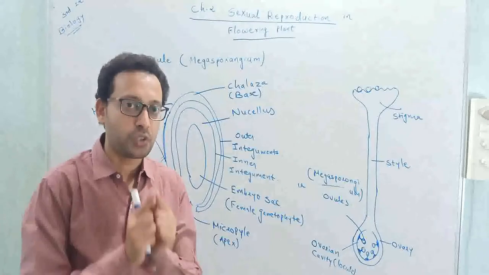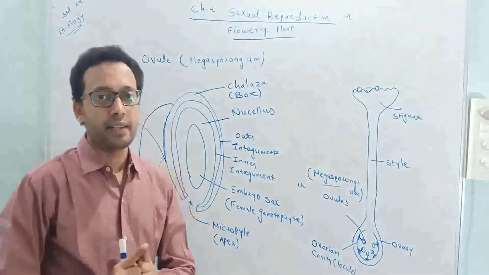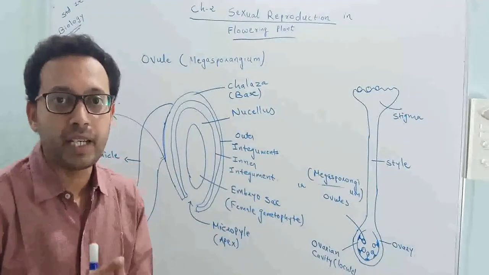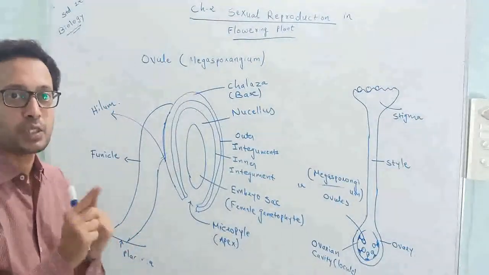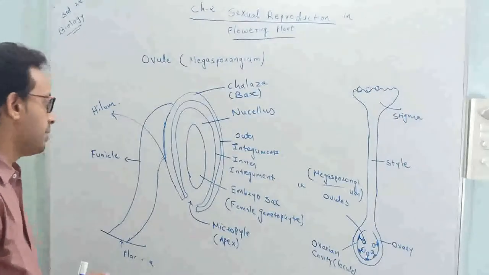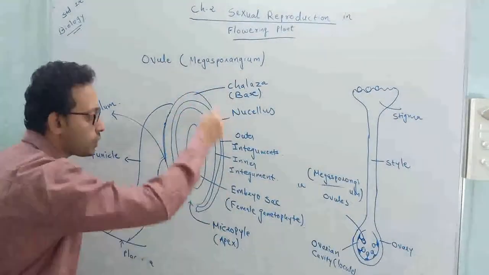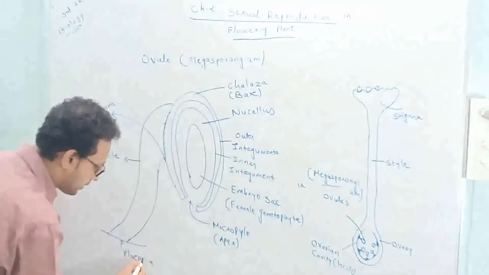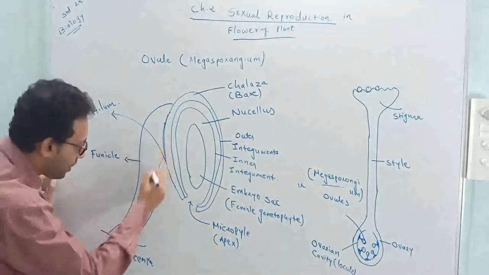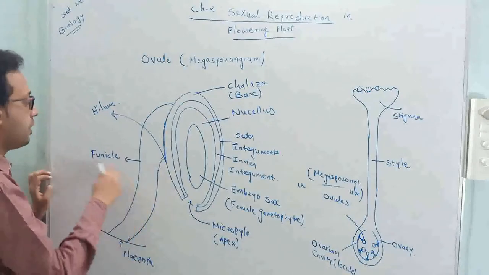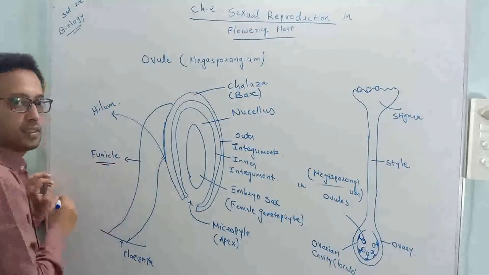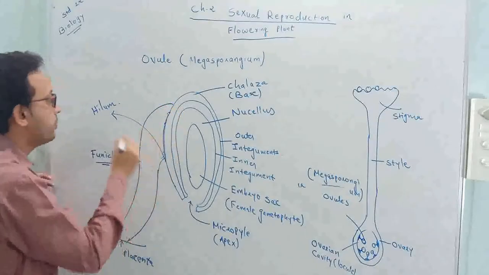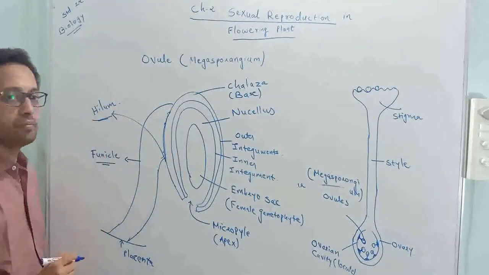I again repeat, you have to remember it very clearly. So what is the structure of an ovule, or you can say a megasporangium? Ovule is called megasporangium. Remember, usually the ovule is oval in shape. This ovule is attached to a placenta by a stalk. This is a stalk. This stalk is called funicle. This funicle attaches to the ovule in a region of the ovule. This region is called hilum.